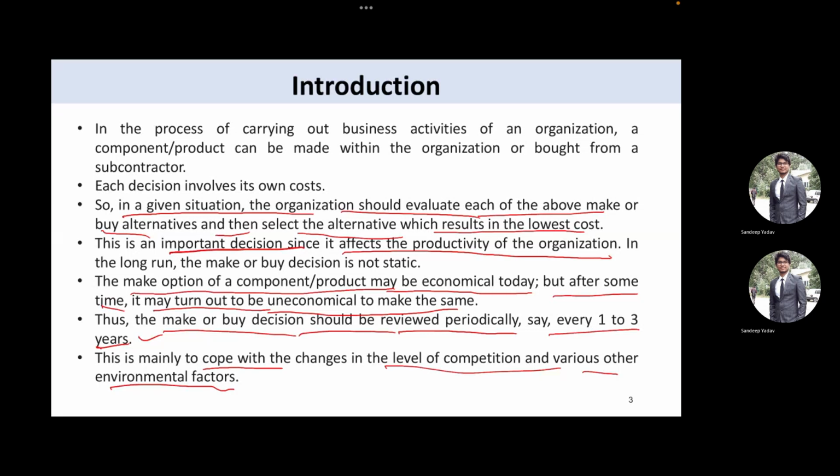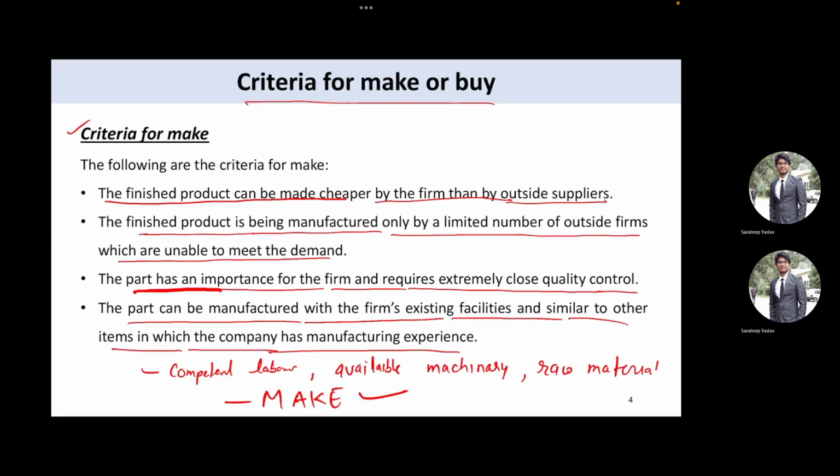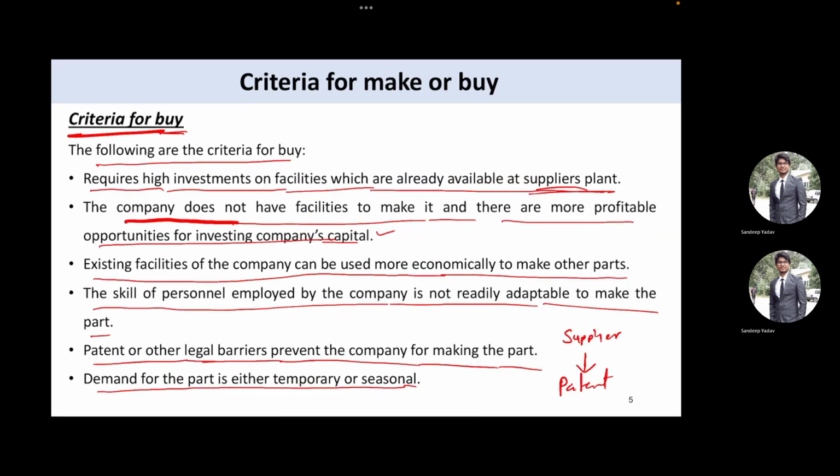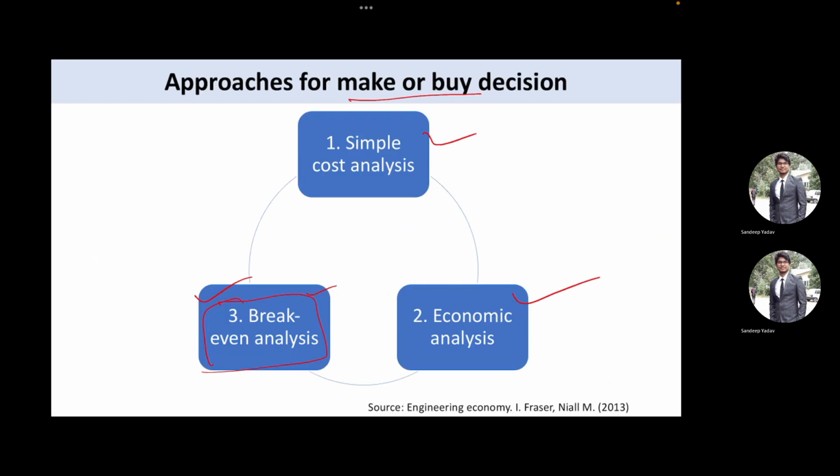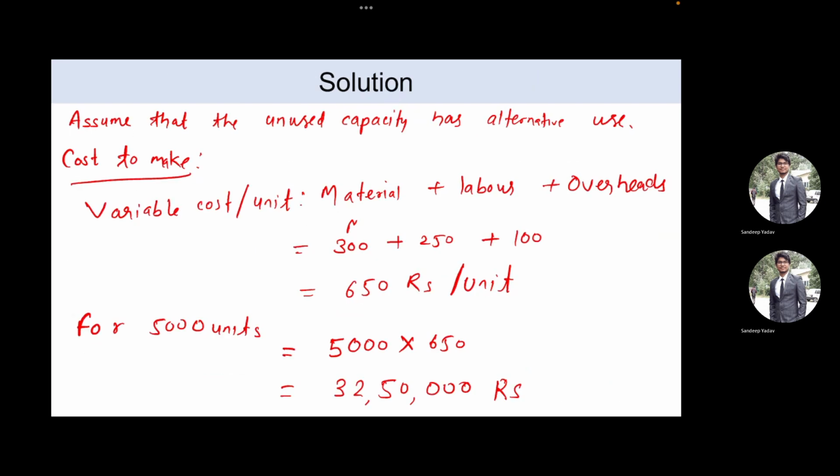We have seen many examples of how we should go ahead with this. Do we have enough machinery available, or is it advisable otherwise? There are three models that we have studied: simple cost analysis, break-even analysis, and economic analysis, and we have solved examples with each.